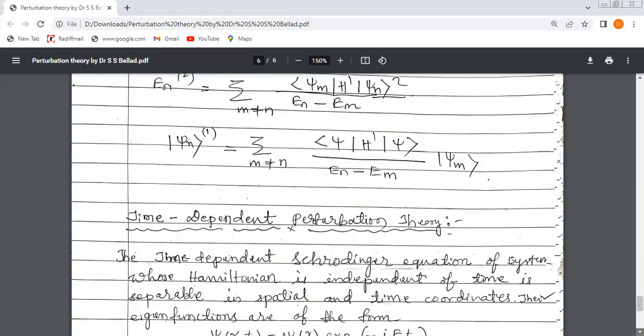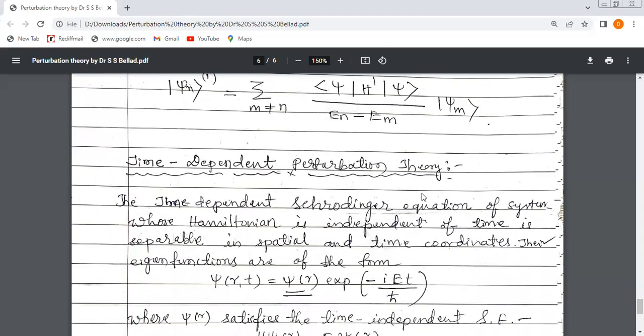And next, I have to consider the time dependent perturbation theory, which is there in your syllabus. I have already made a video for this, and you can go through it.